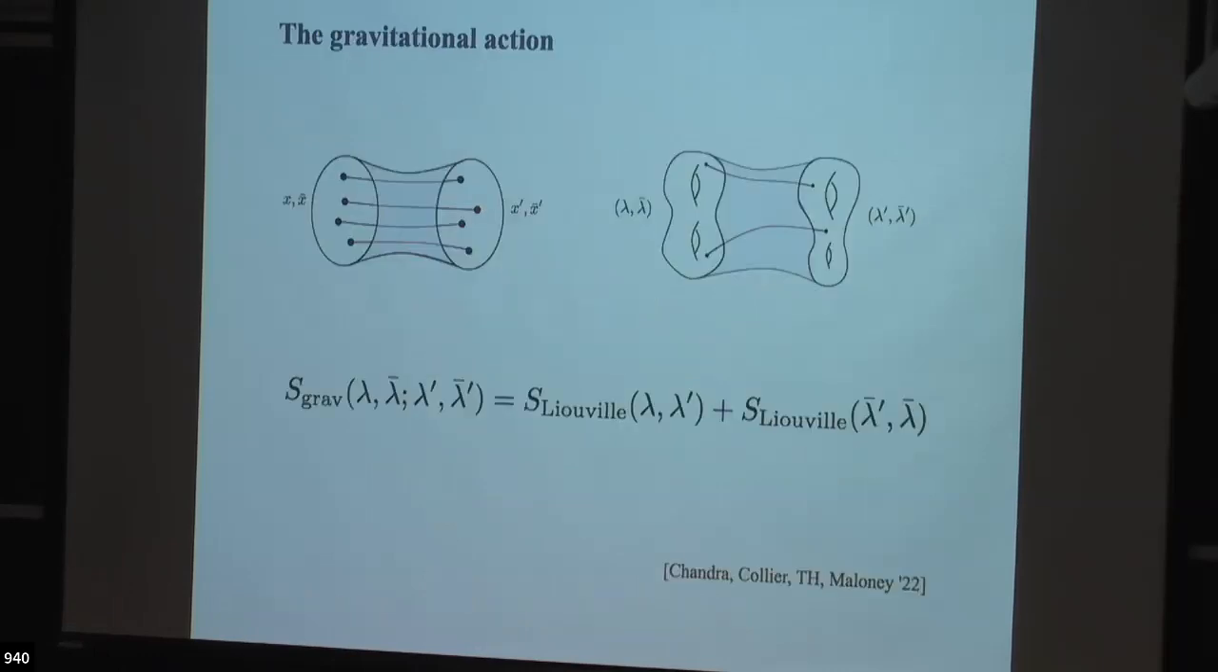So we calculated the gravitational action of these solutions, and the answer is a Liouville action. So it works for all two boundary wormholes. Like these two boundary wormholes with a bunch of particles traveling through them, it works for higher genus or higher genus plus particles traveling through them. Any of these two boundary wormholes, the gravitational action factorizes or splits into these two Liouville actions.